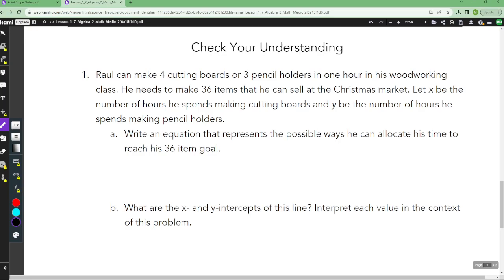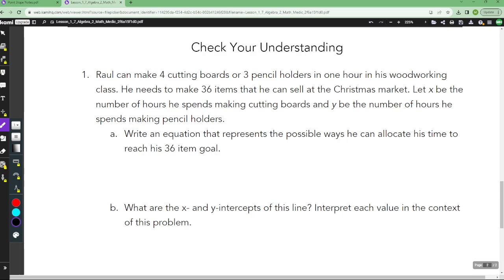So Raul can make 4 cutting boards or 3 pencil holders in 1 hour in his woodworking class. He needs to make 36 items that he can sell at the Christmas market. Let x be the number of hours he spends making cutting boards, and y be the number of hours he spends making pencil holders. So we're going to write an equation that represents the possible ways he can allocate his time to reach his 36 item goal.